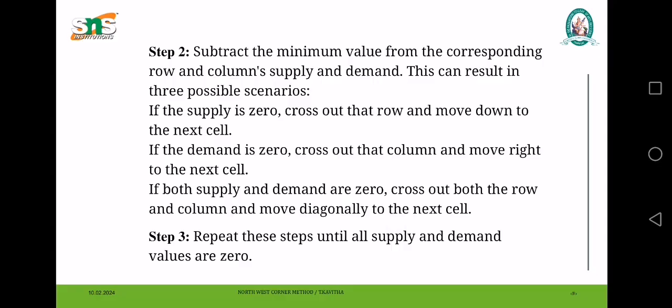Step 2. Subtract the minimum value from the corresponding row and column supply and demand. This can result in three possible scenarios. If the supply is 0, cross out the row and move down to the next cell. If the demand is 0, cross out the column and move right to the next cell. If both supply and demand are 0, cross out both the row and column and move diagonally to the next cell. Step 3. Repeat the steps until all supply and demand values are 0.